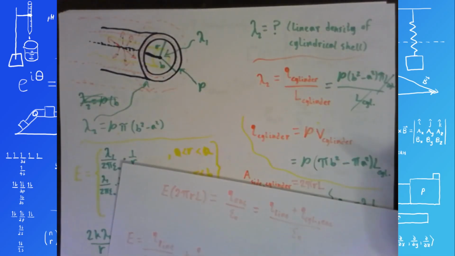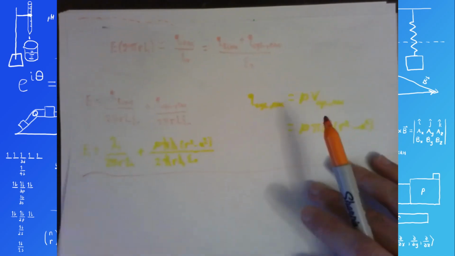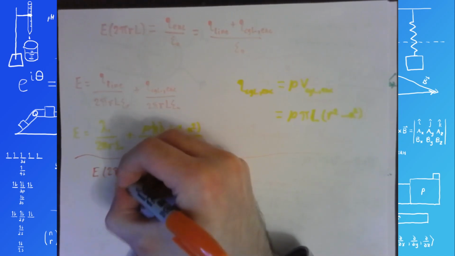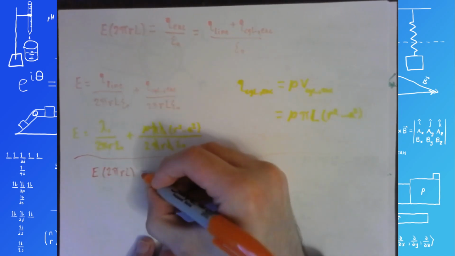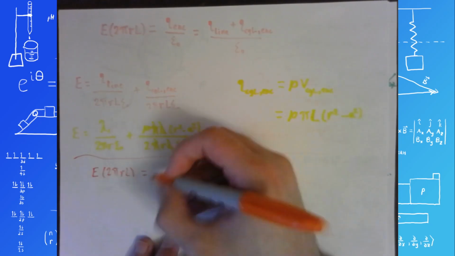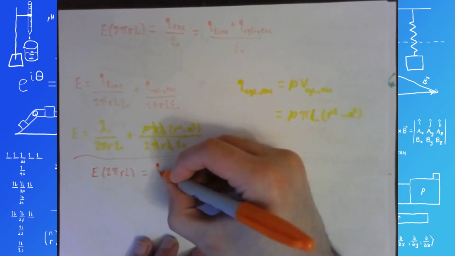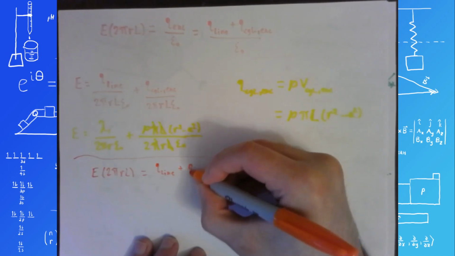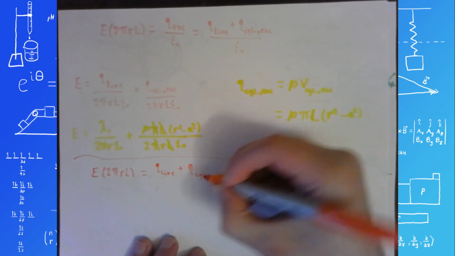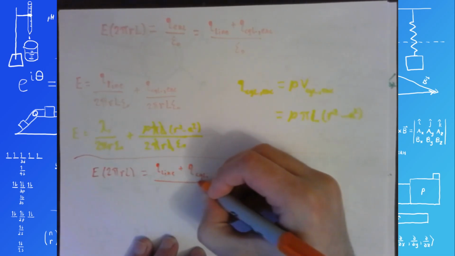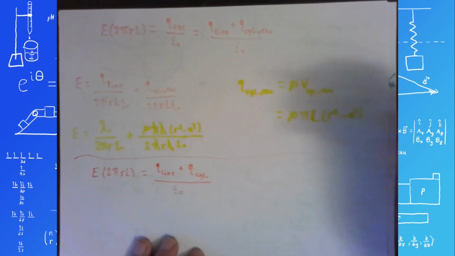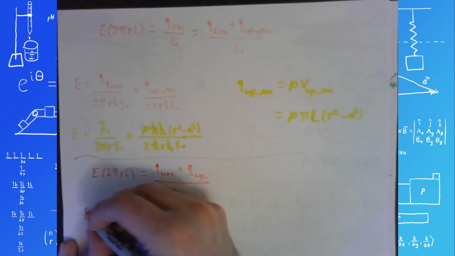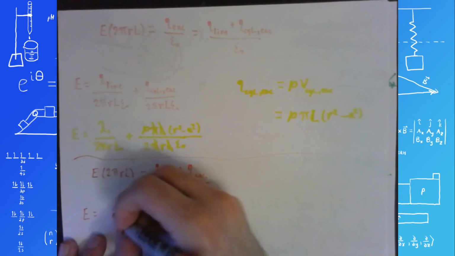What I would have is, well, let me write the Gauss's law expression first. So E times 2 pi RL equals charge enclosed over epsilon naught. So we're going to have the charge of the line plus the total charge of the cylinder this time, because the entire cylinder is enclosed, over epsilon naught. We can simplify this, divide by 2 pi RL, and split this into multiple fractions.